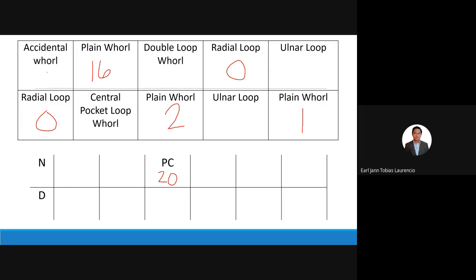Christian. Sir, 16 din. Yung accidental. 16 din daw. Sige. Doon sa double loop whorl, sir, 8. Okay. Tapos doon sa ulnar loop, sir, 4. Ay, 0, 0, 0, sir. Nagulat ako doon sa 0. Talagang masisiro ka pag 4 ang sagot mo dyan. Central pocket loop whorl, sir, 2. Okay. Tapos ulnar loop, sir, 0.